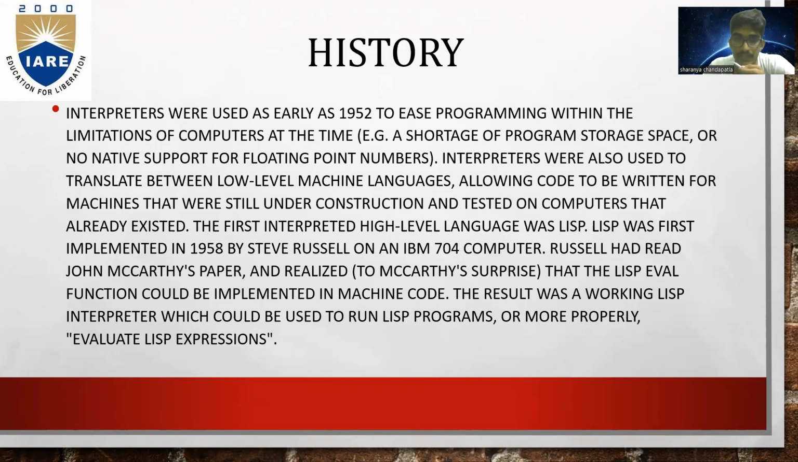The first interpreted high-level language was Lisp. Lisp was first implemented in 1958 by Steve Russell on an IBM 704 computer. Russell had read John McCarthy's paper and realized, to McCarthy's surprise, that the Lisp eval function could be implemented in machine code. The result was a working Lisp interpreter which could be used to run Lisp programs, or more properly, evaluate Lisp expressions.